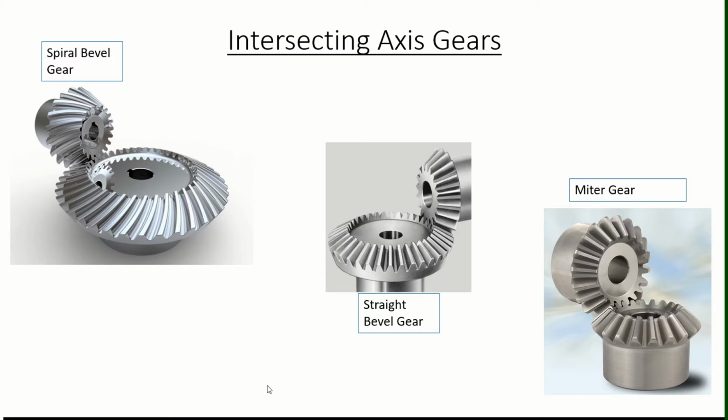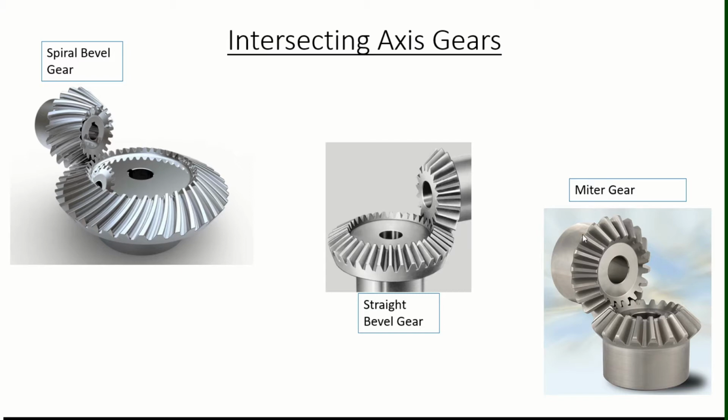The bevel gear has a cone as its pitch surface, and its teeth are cut along the cone, as you can see from these figures. And there are different types of bevel gears that include the straight bevel gears, the helical bevel gears, the spiral bevel gears, and also the miter gears.